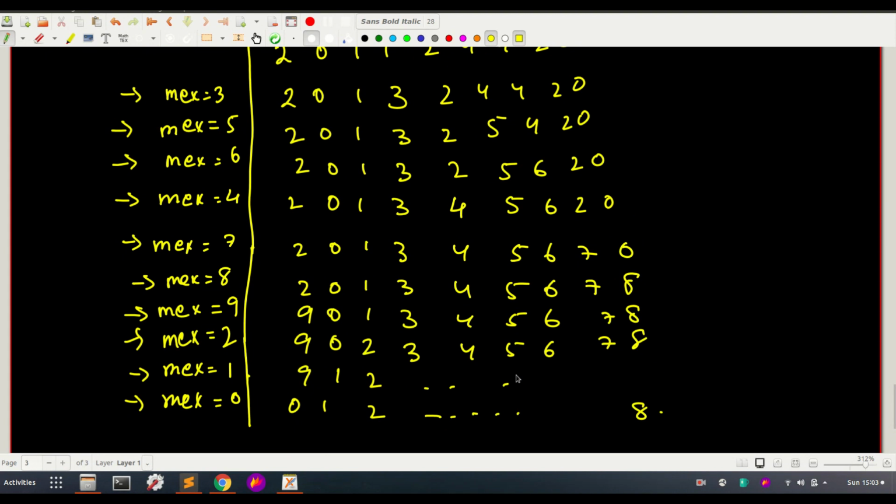So this was the explanation of the algorithm that I'm going to use in my code. And for watching the code, you can check the link in the description.